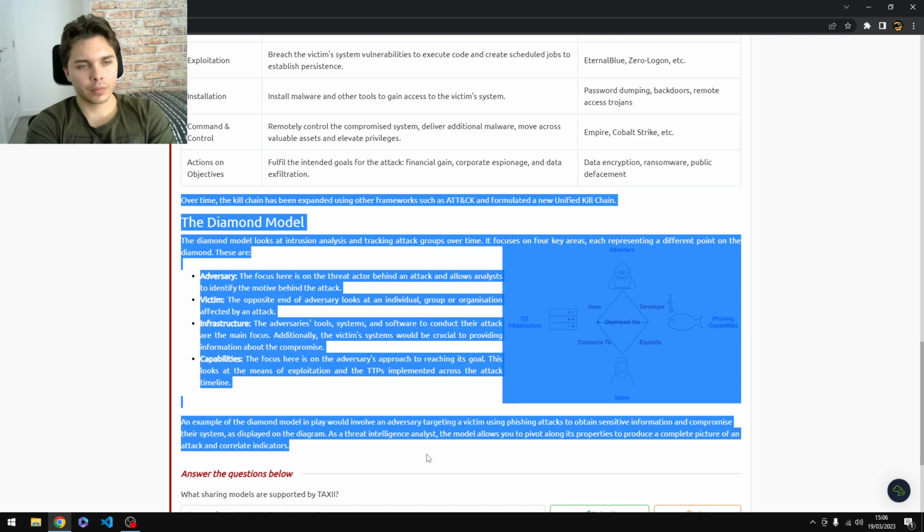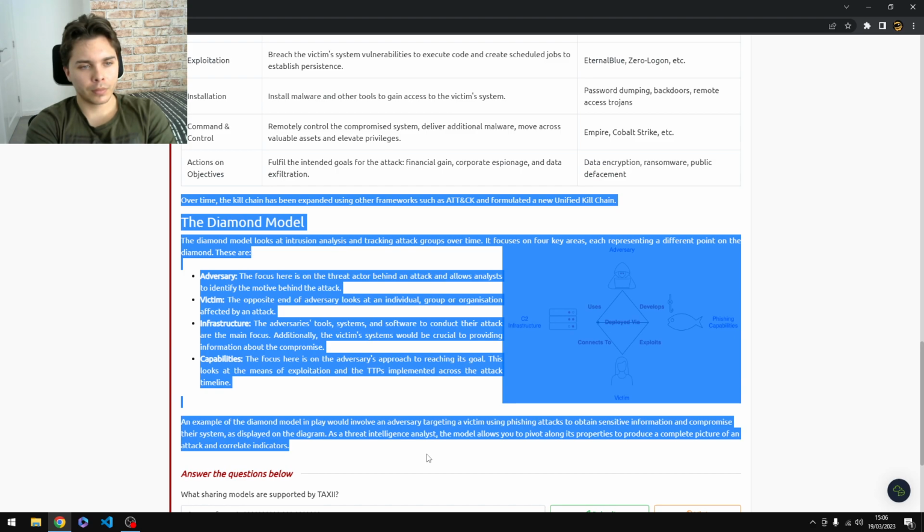These are: adversary. The focus here is on the threat actor behind an attack and allows analysts to identify the motive behind the attack. Victim. The opposite end of adversary looks at an individual, group or organization affected by an attack.